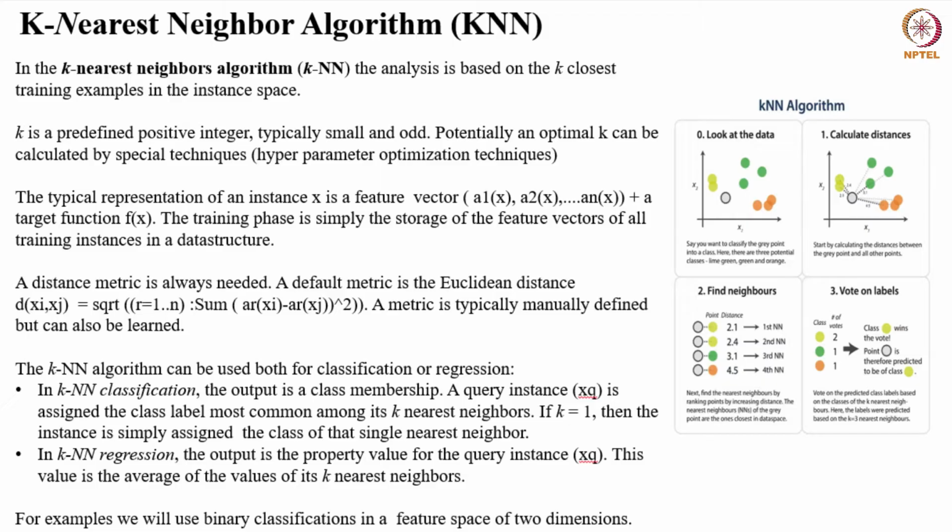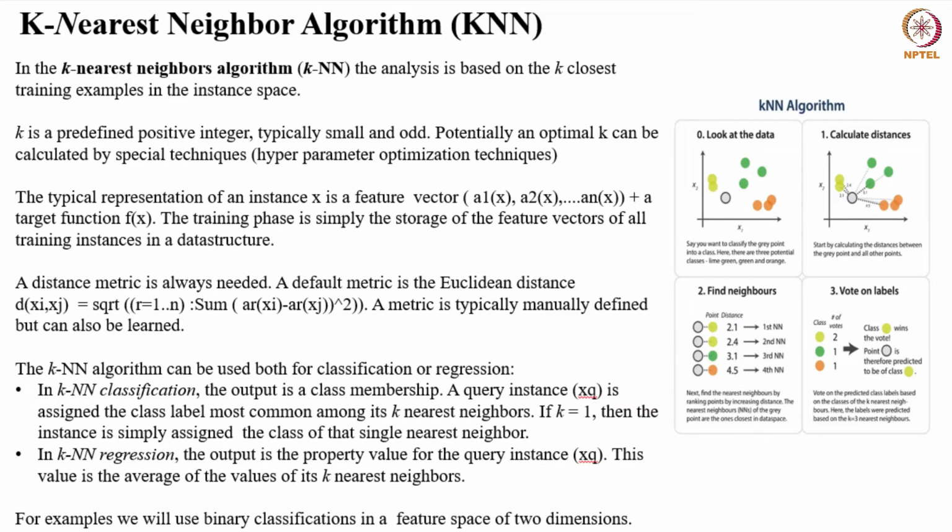However, the typical representation of an instance in this case is a feature vector with a number of attributes or features, plus a label or a number which constitutes the target function. We still talk about supervised learning, so we still suppose that all our instances are labeled. The training phase is simply the storage of the feature vectors of all training instances in a data structure. Nothing more happens at that point.